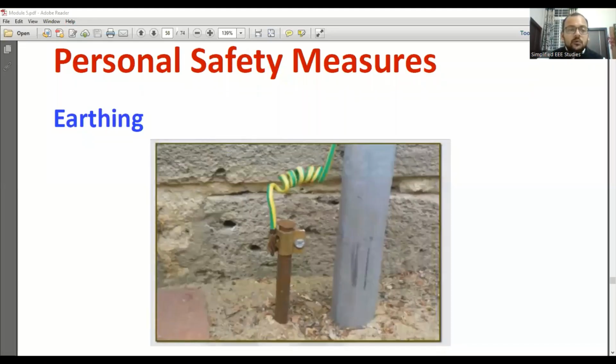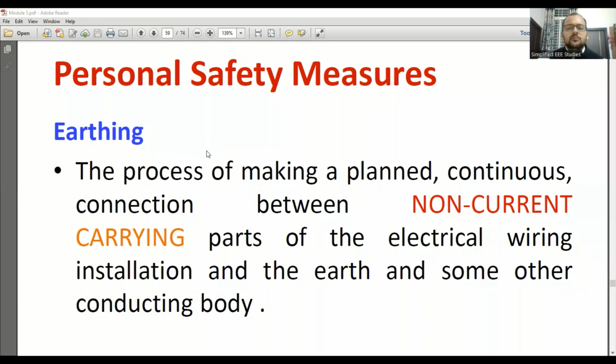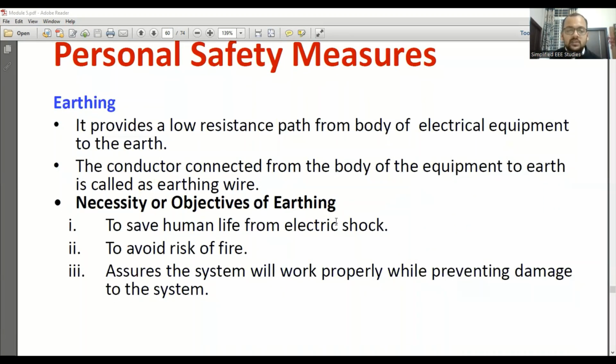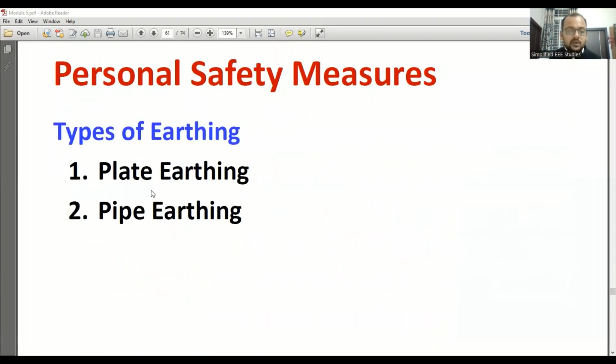See, you already know what earthing is. So give a brief explanation about earthing. The process of making a planned continuous connection between the non-current carrying parts of an electrical wiring installation and the earth and some other conducting bodies is known as earthing. Why earthing? A brief explanation can be given.